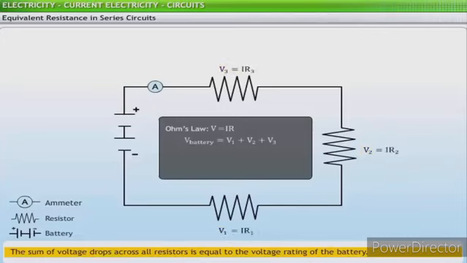where each voltage drop is equal to the product of the total current in the circuit and the resistance in the respective resistor. Substituting the values of individual voltage drops in this expression, you get IR is equal to IR1 plus IR2 plus IR3. By solving this expression, you get the equivalent resistance of cells in series circuits, R, as the sum of resistances of each resistor in the circuit. Hence, R is equal to R1 plus R2 plus R3.